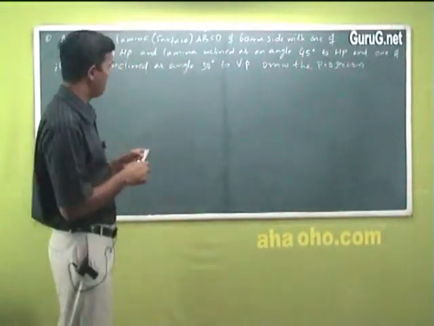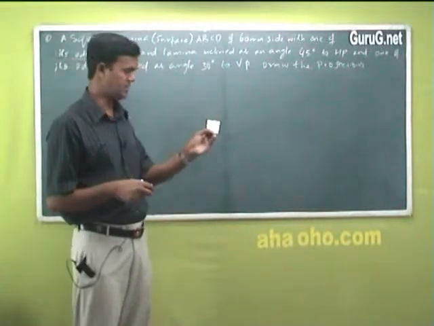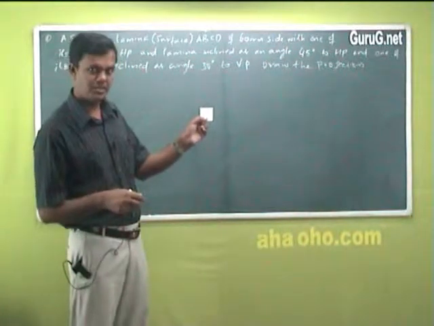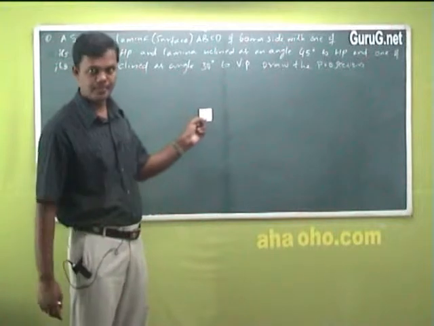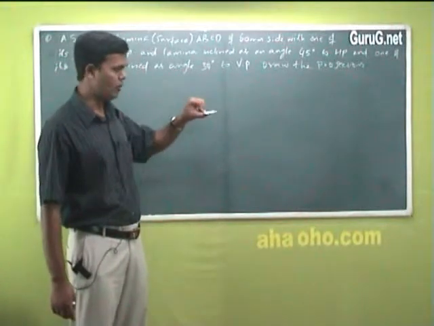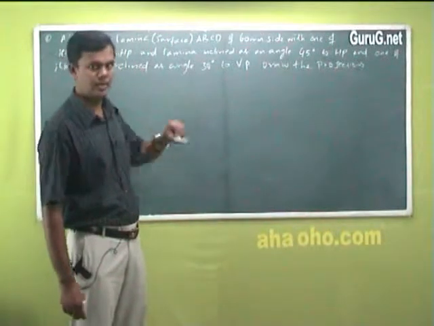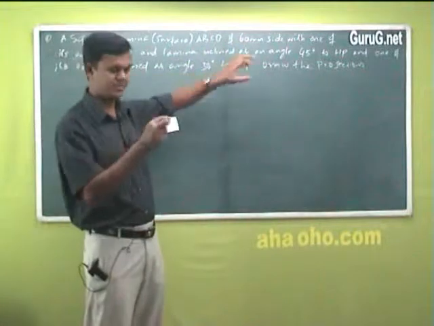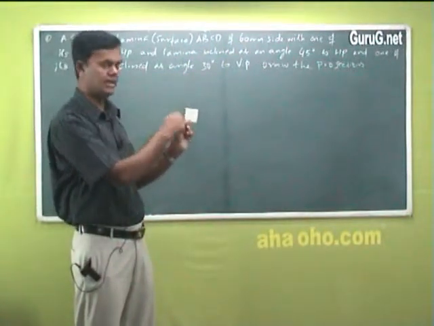Now if I just hold this square lamina in this fashion, I can say the square lamina is parallel to VP and perpendicular to HP. Is it clear? If I hold it like this, it is parallel to HP now and perpendicular to VP. Now in this question it is given its side is 60 millimeter. Say for example this side is 60 millimeter, and I have corners A, B, C, D, whatever it is.